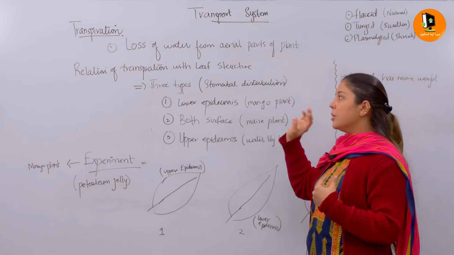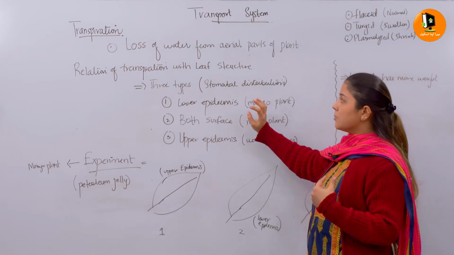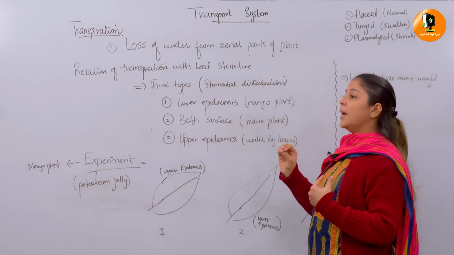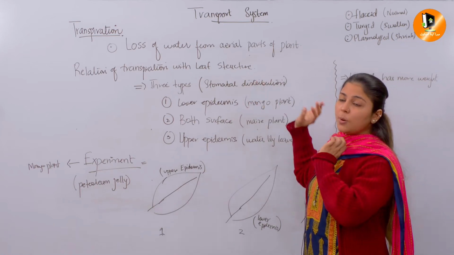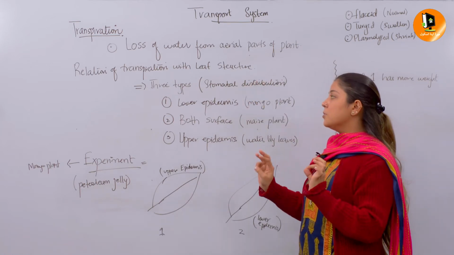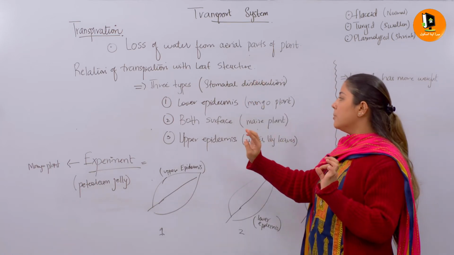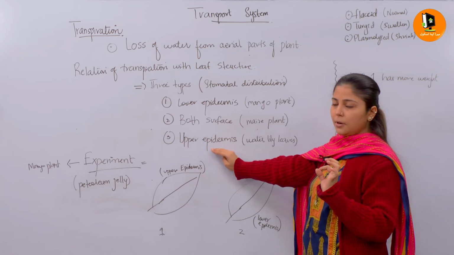The third important structure we have discussed is the leaf structure, according to the distribution of the stomata. We have discussed the three types: lower epidermis, both surfaces, and upper epidermis.